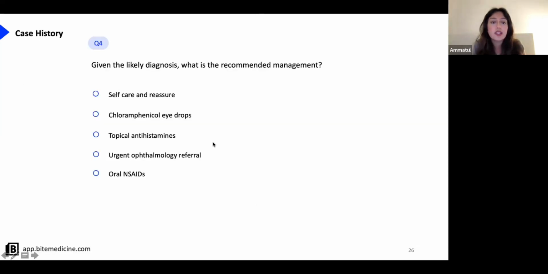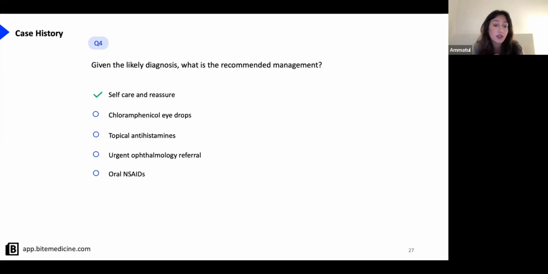Okay, and given the likely diagnosis, what is the recommended management? So the recommended management in this case is self-care and reassure, because the presentation is in line with viral conjunctivitis, given the infectious cause. They got it from their sister, the follicles being present, and the watery discharge. So usually it would resolve in 1 to 2 weeks, so only supportive management is needed.